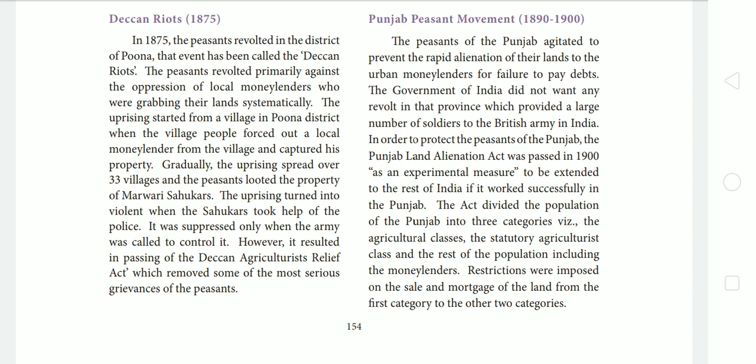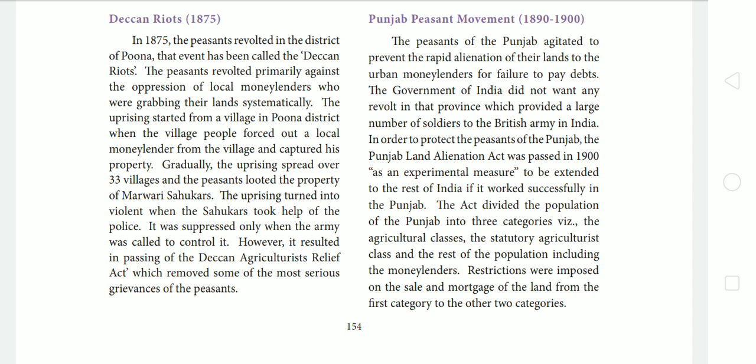The British India did not want any revolt in the province, which provided a large number of soldiers to the British army in India. So after the British conquered India, at that time, they did not want any revolt in their British provinces. For that purpose they provided many soldiers to the British army.